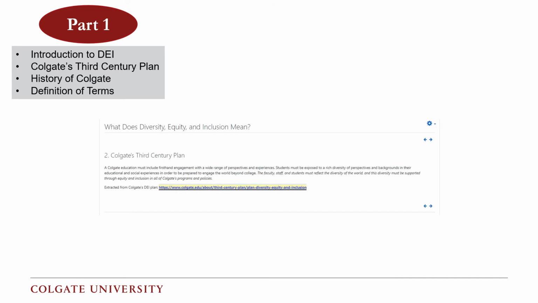Up next, we're going to talk about Colgate's third century plan and what they put in place to ensure that faculty, staff, and students all feel supported in the university and reflect the diversity of the world.